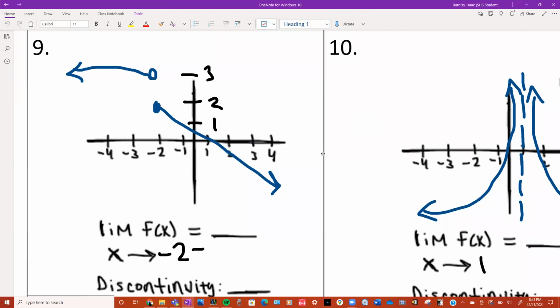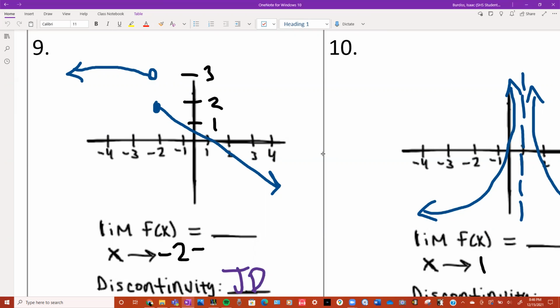But for number 9, we're first figuring out the limit and then what kind of discontinuity it is. Well, let's go ahead and just know that's a jump discontinuity. Jump discontinuity.